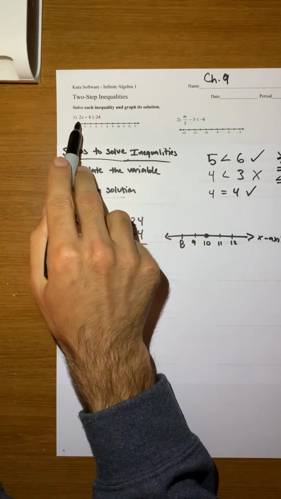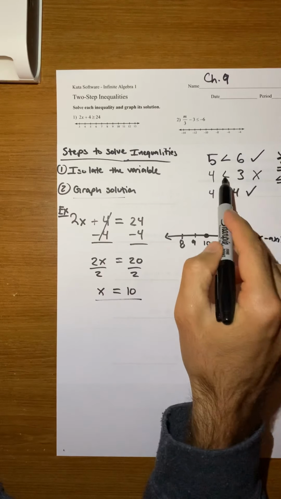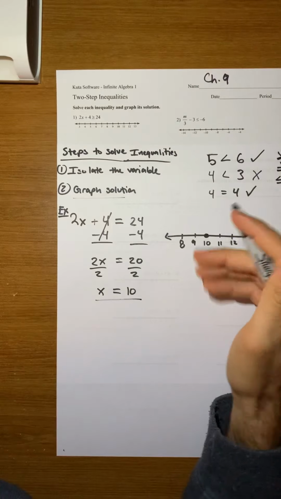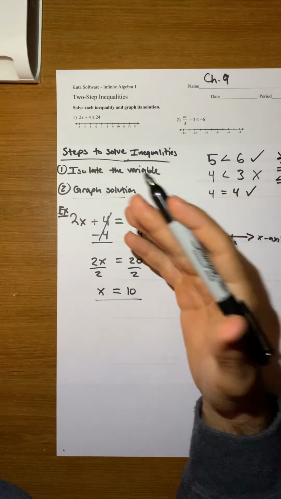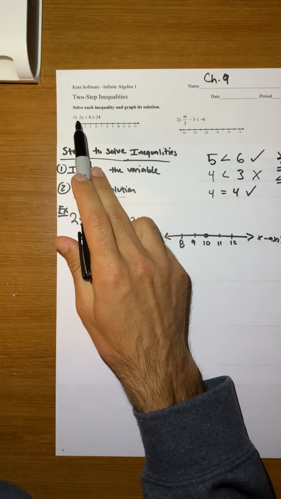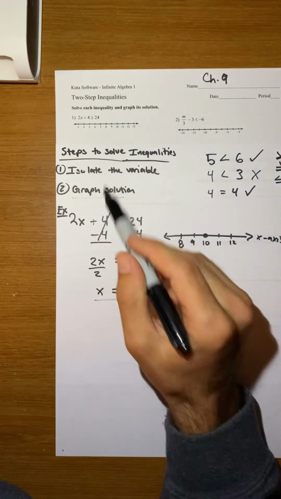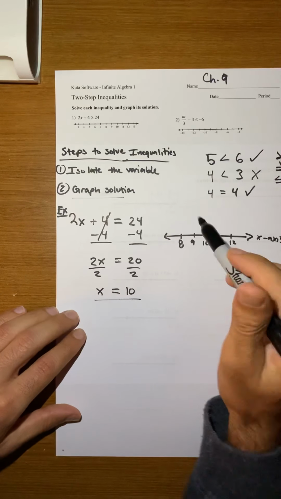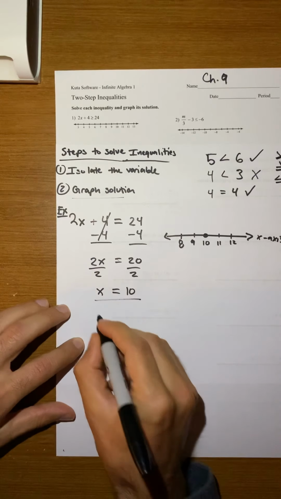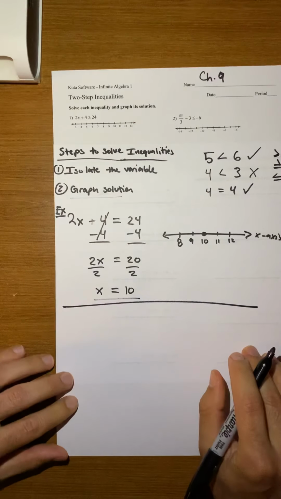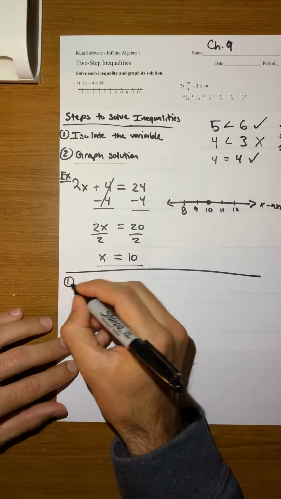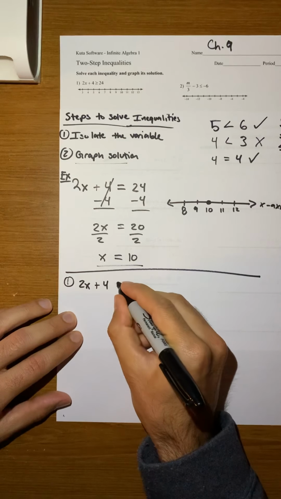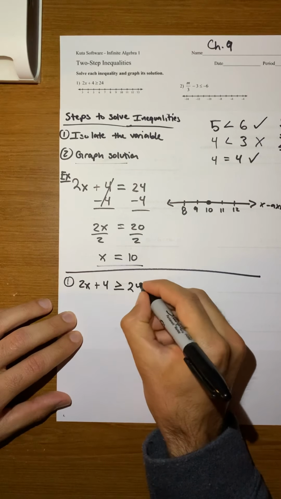Now it's going to look a little bit different with these inequality signs up here because it's going to be more than just 1 point. And so let's do the first one together. So I'm going to do 2x plus 4 is greater than or equal to 24. So it's going to be super similar to this, but the solution is going to look a little bit different. So this is number 1, right here. Okay, number 1. 2x plus 4 greater than or equal to 24.